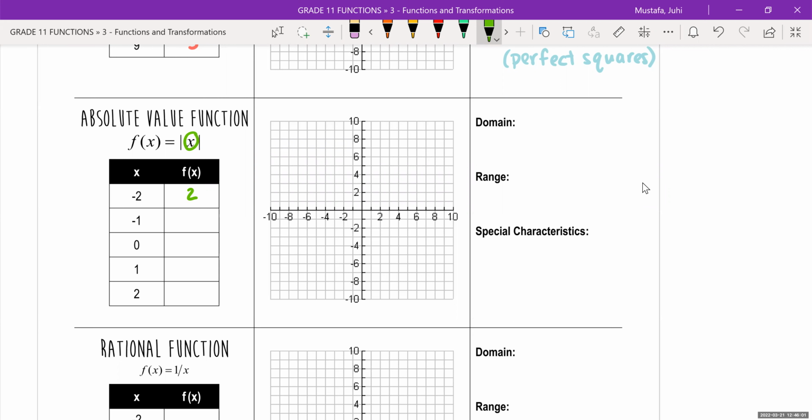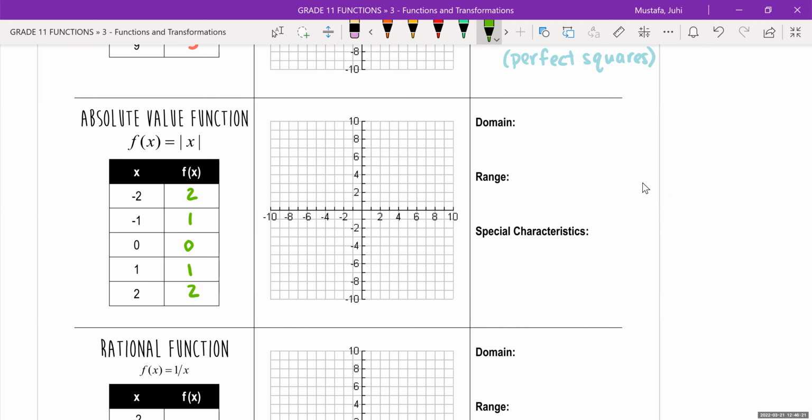So when I put in x is equal to -1, it's going to become a +1. When I put in x is equal to 0, it is a 0. And then all positive numbers stay the same. So it's just going to be 1 and 2. Yeah, it's not like it changes the sign. It just stays the same.